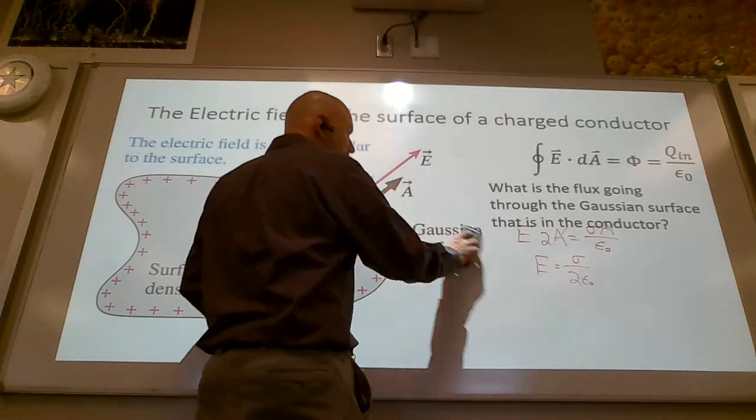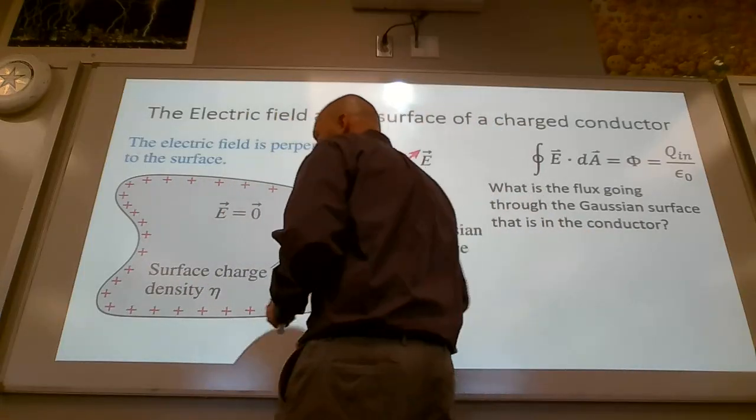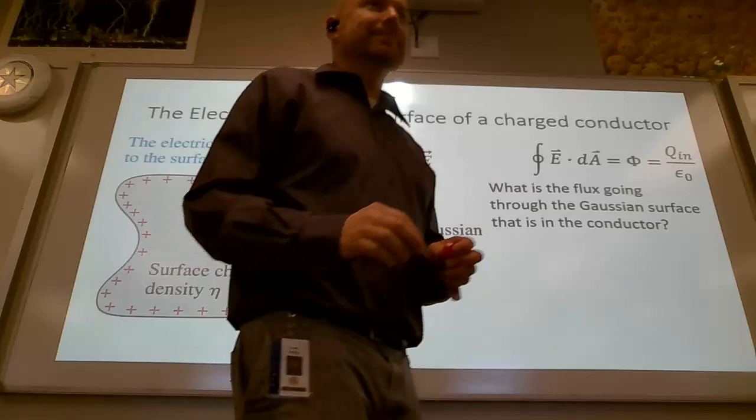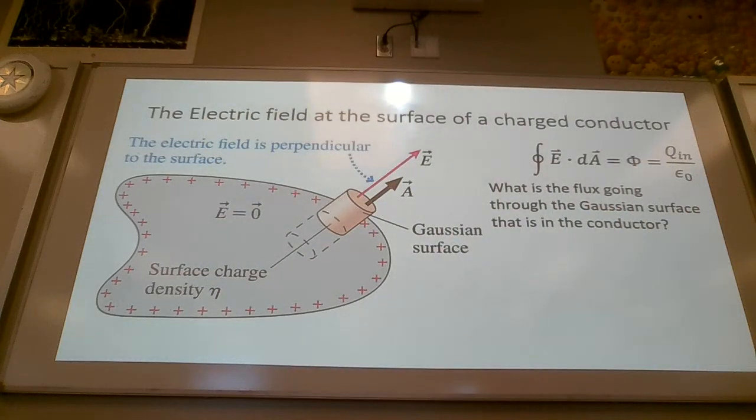Okay, stop writing and just listen. Stop writing and listen. On a Gaussian surface for a conductor, you will always make one of the ends in the interior of the conductor. A Gaussian surface for a conductor, one of the ends will always be on the interior part of the conductor. Okay, now you can write stuff.